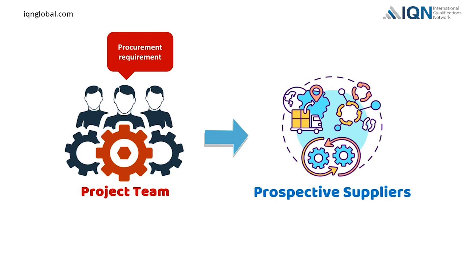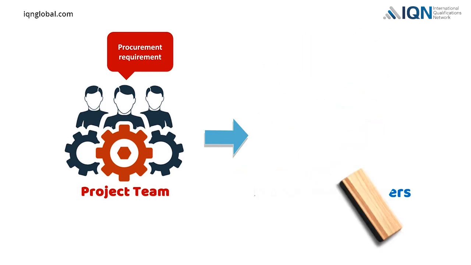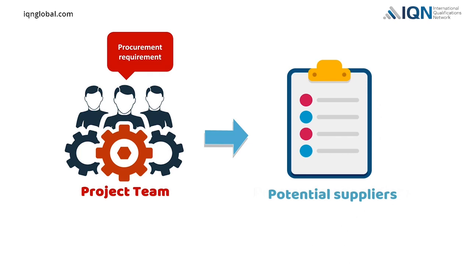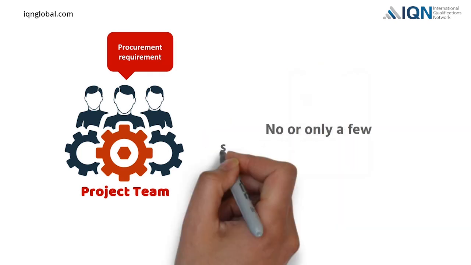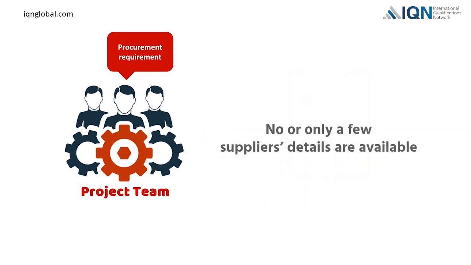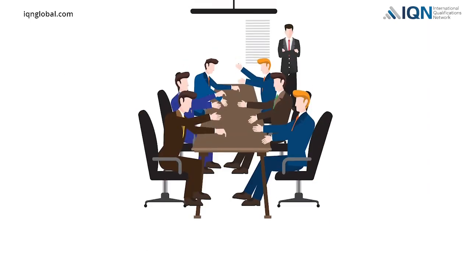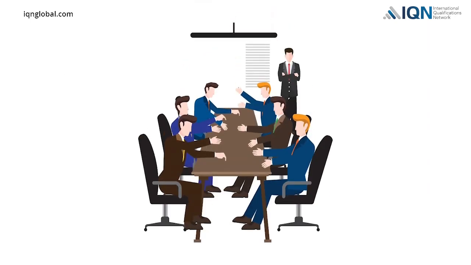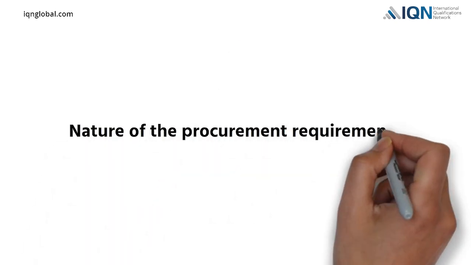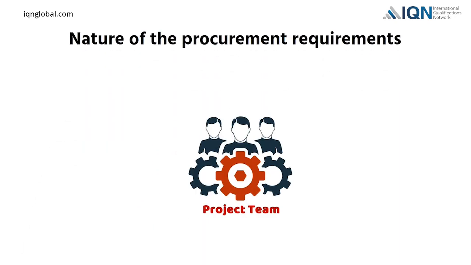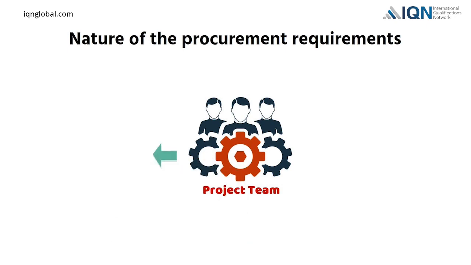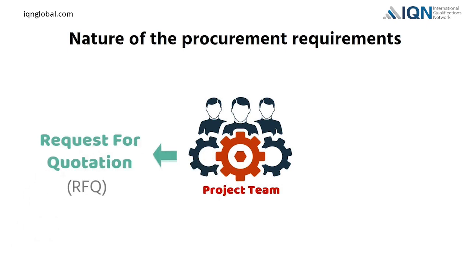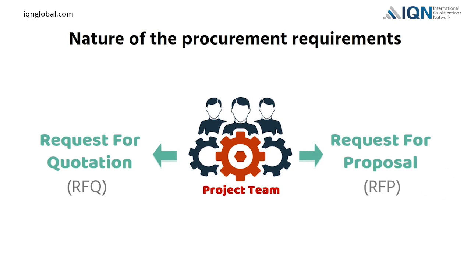The process will be faster if the project team already has a list of potential suppliers. In case no or only a few suppliers' details are available, then the project team will develop a list of potential suppliers. Then, depending on the nature of the procurement requirements, the project team will either send a request for quotation (RFQ) or a request for proposal (RFP) to potential suppliers.